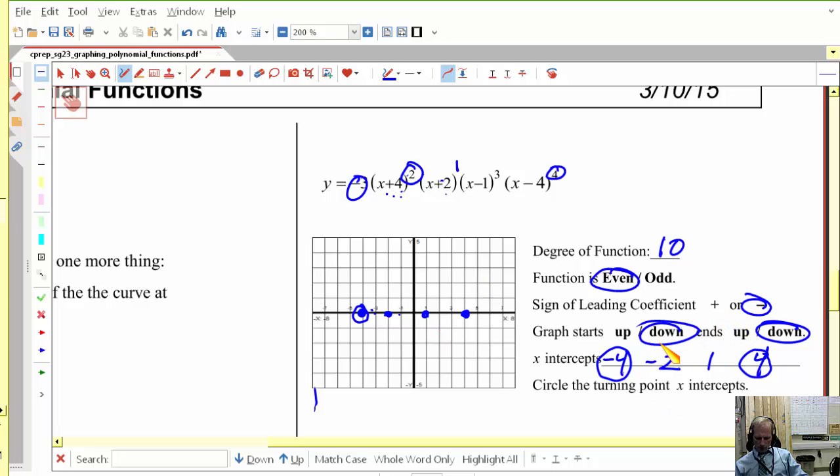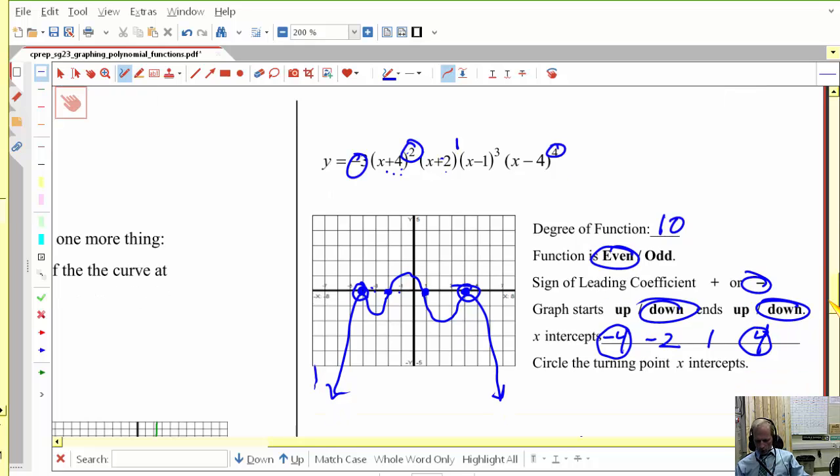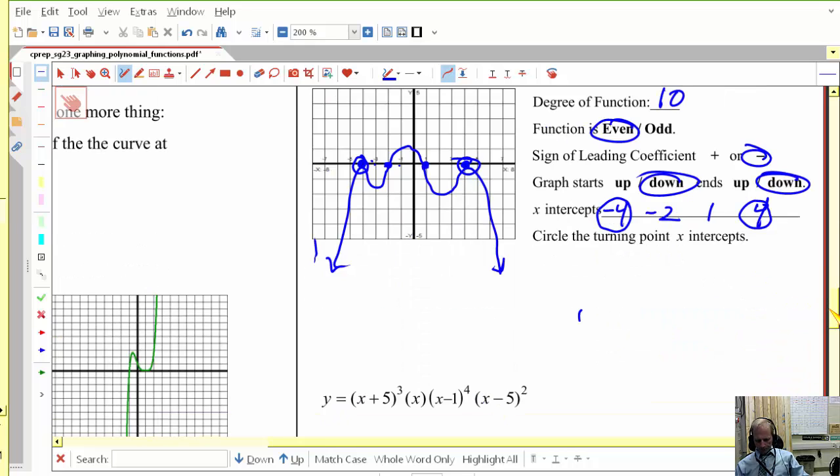Okay, so since this graph starts down, I'm going to come up from down, and then I have a circled intercept, so I turn around. I go to the next one. This one is not circled, so I go straight through. Go to the next one, not circled, so I go straight through. Go to the next one, it is circled. Then continue, turn around, and continue on. And the graph ended up down, and that is what it was supposed to do. So that's usually a pretty good sign that you probably graphed it right.